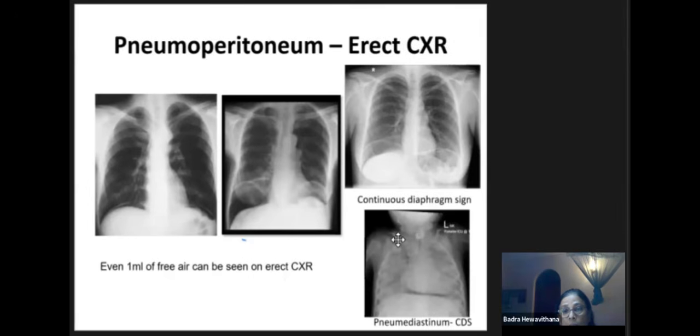Look at this child, very ill. You can see the continuous diaphragm sign on the pulmonary aspect, from the chest aspect, because pneumomediastinum also can produce it. So you should be able to figure out whether it is pneumomediastinum or whether we are dealing with pneumoperitoneum, right, where you see this continuous diaphragm sign.